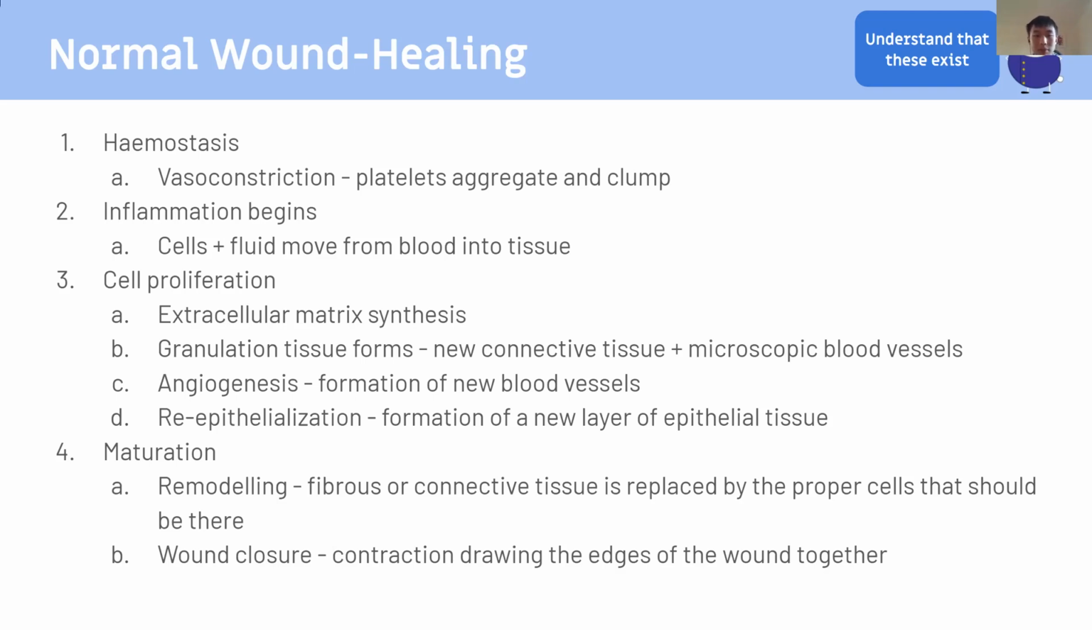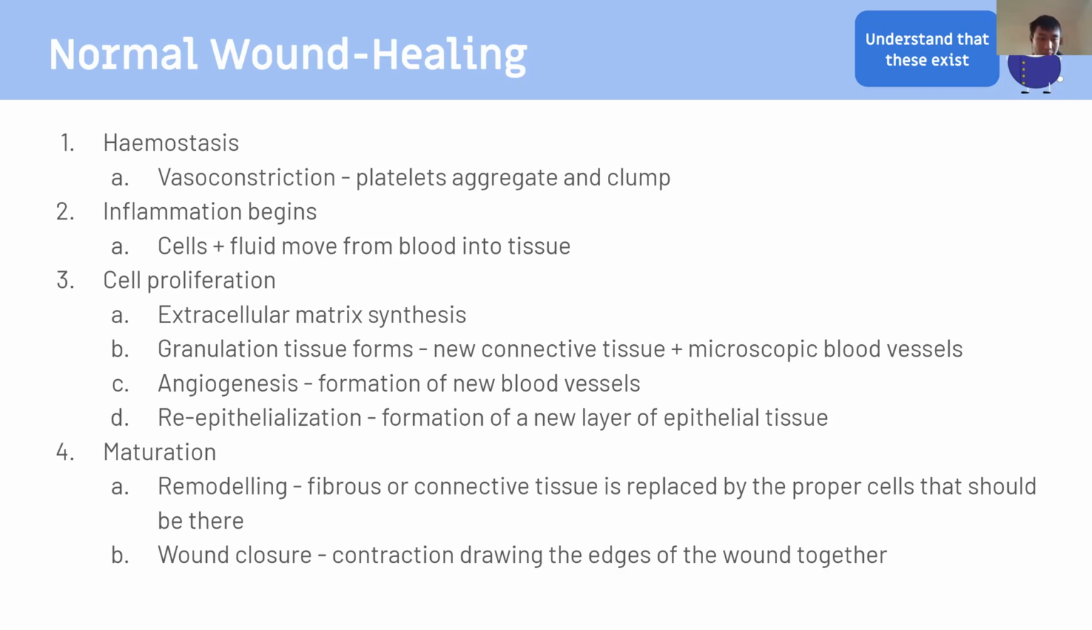These blood vessels are important because they bring nutrients and cells that are important for the wound healing process. Because if you didn't have any immune cells, or if you didn't have any nutrients coming, then you might get an infection. Or if you just didn't have nutrients, obviously it just wouldn't regenerate. And then finally, you have reepithelialization, which is just the formation of a new layer of epithelial tissue.